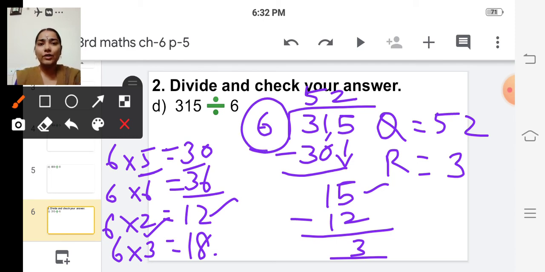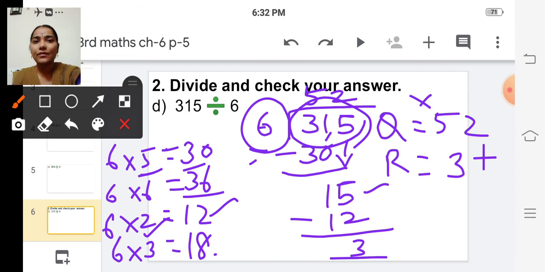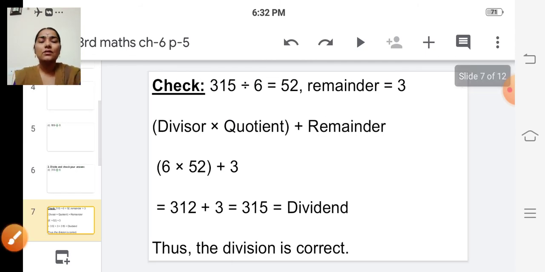So now we are going to check the division. Okay. So divisor into quotient plus remainder. Then we have to get 315 as the answer, the dividend. Then only our division is correct. Shall we check? Yes. So 315 divided by 6, which is equal to 52. And remainder is 3.